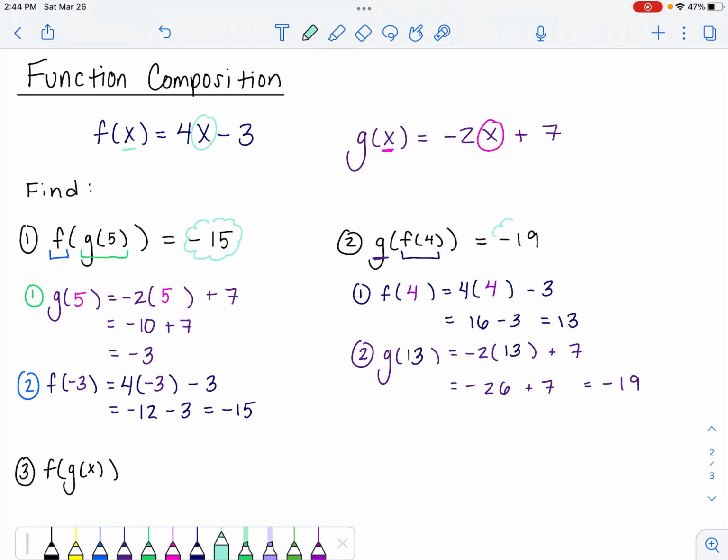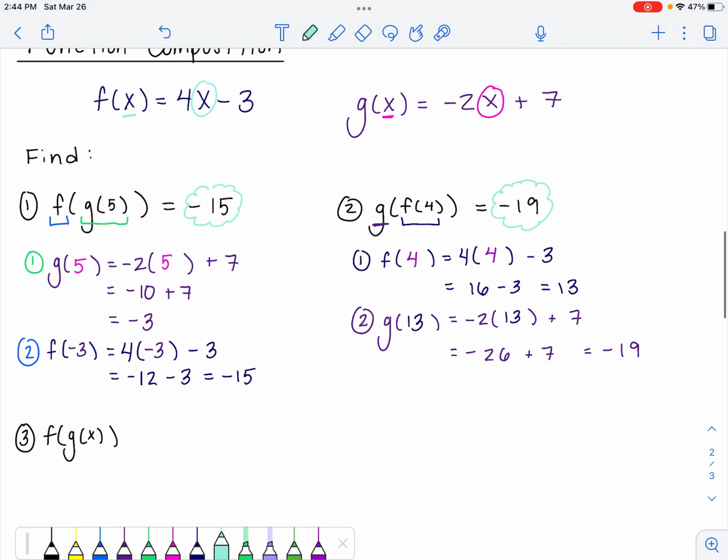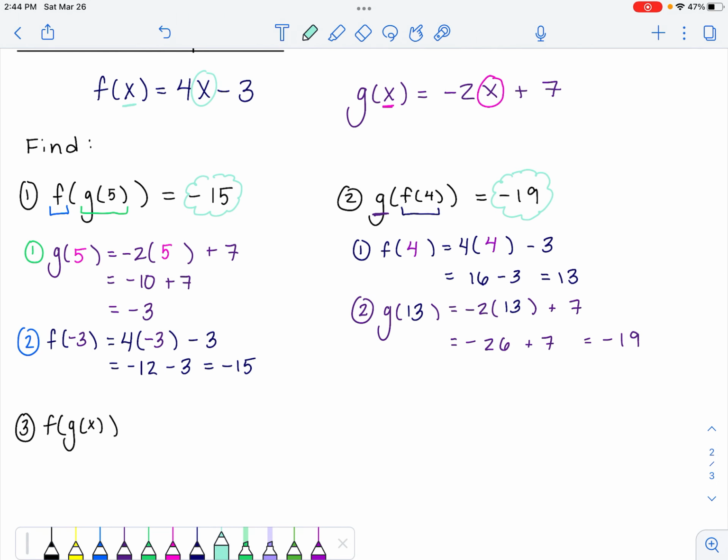So with function composition, you can do it with just the equation. You don't actually need to have an original input value, an x-coordinate or a number. So in number 3, what we're going to do is find f of g of x. So we're going to find a totally new equation by combining these two. So we're going to start with the inside function again. So my inside function is g of x.